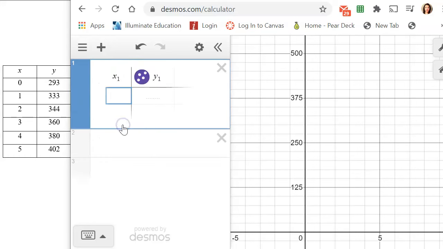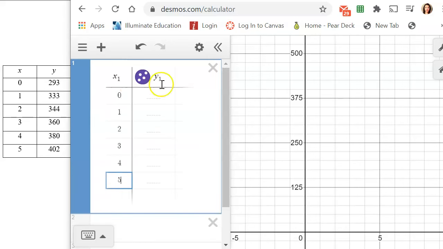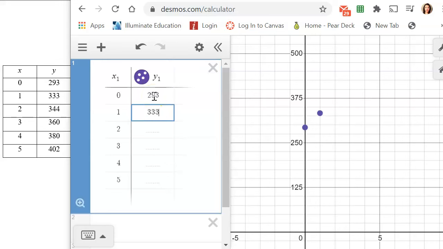So to enter a table of values, you're going to add an item and you're going to choose a table. Okay, and so notice we have x sub 1, y sub 1. So we're going to do 0, enter 1, 2, 3, 4, 5. So we have all those, and we'll enter our y values corresponding to 293, 333, 344, 360, 380, and 402.